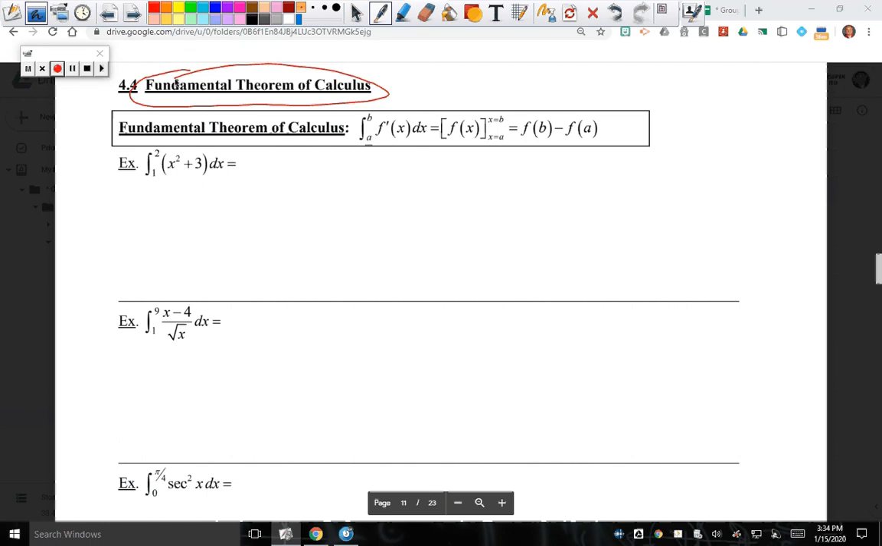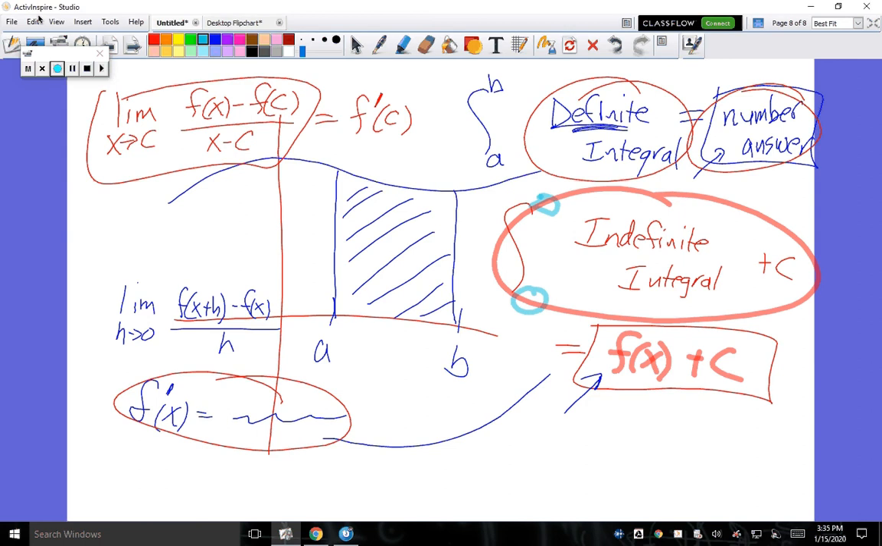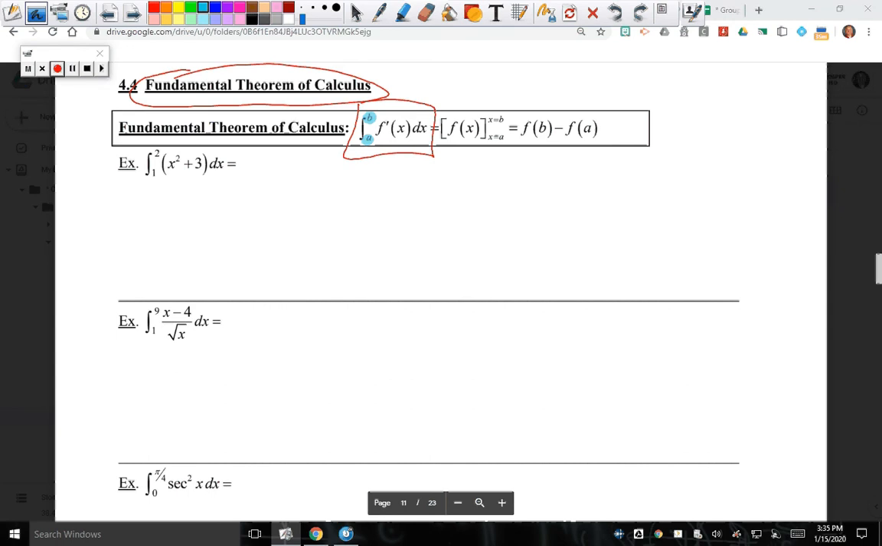And this is big. Everything is the same so far, except now we have boundaries. We're saying from this number to this number. Okay? So we are looking at this, but with a function. So what kind of answer are we going to get? A number. Are we going to get plus c? No.